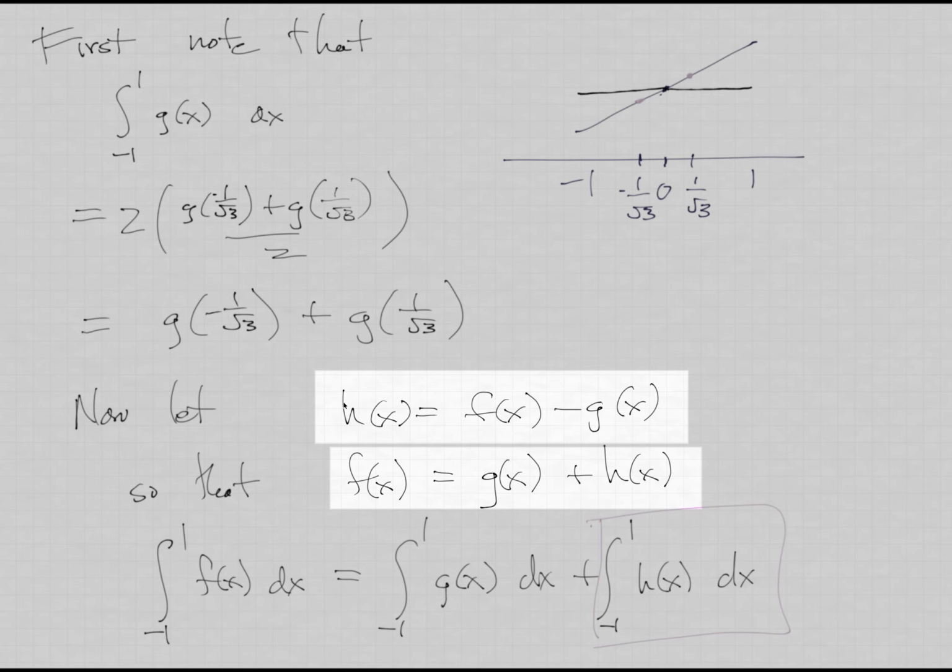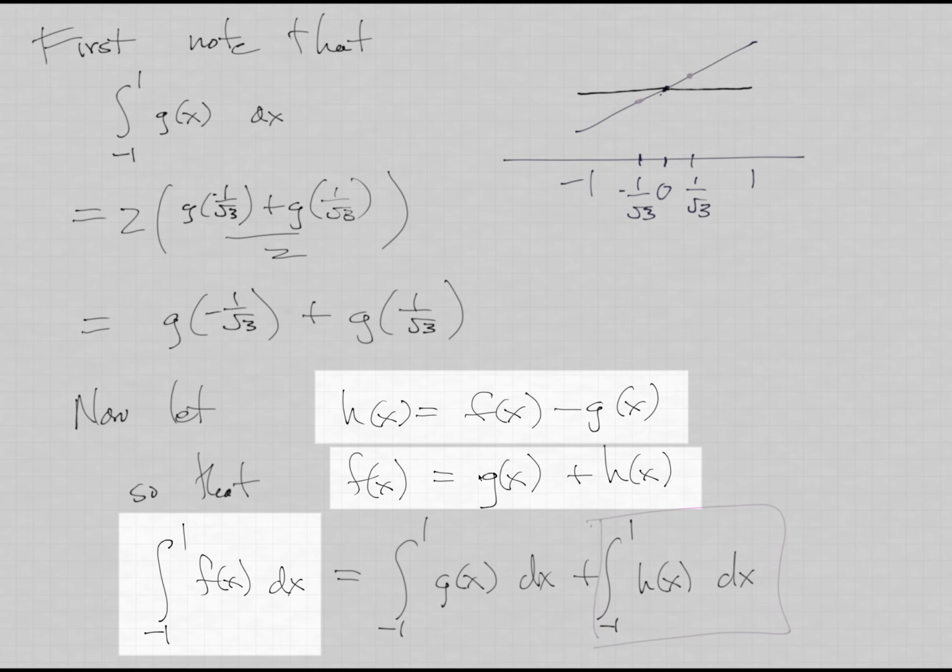Notice that h does have to be a polynomial because f and g are polynomials. g is linear, f has degree no greater than 3. That means h also is a polynomial of no greater degree than 3. And that's important. So h is a polynomial of degree no greater than 3. Now, what happens when you evaluate the original integral of f, the original function from -1 to 1?